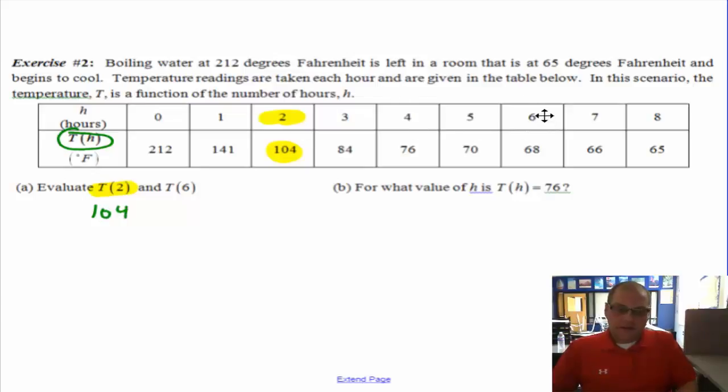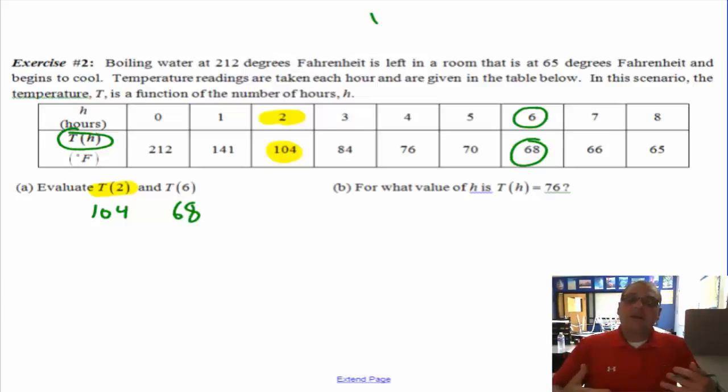T of 6 right here. What's my output value, my evaluation? 68. How could it be that easy? It is. I'm just trying to get you to understand the relationships here. For what value of h is t of h equal to 76? Now they're giving you t of h. T of h equals 76.